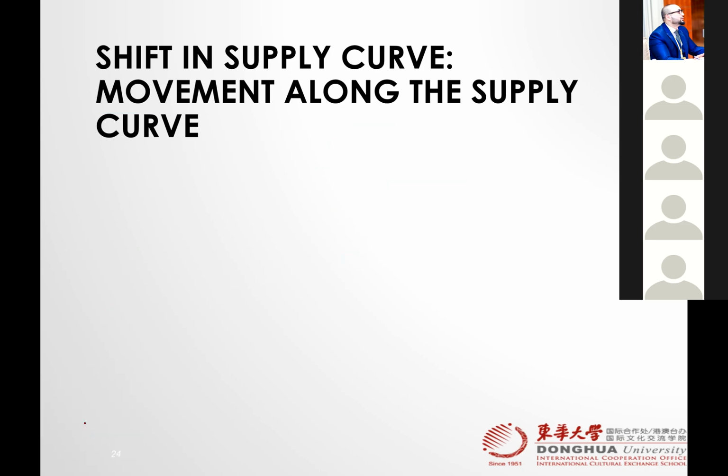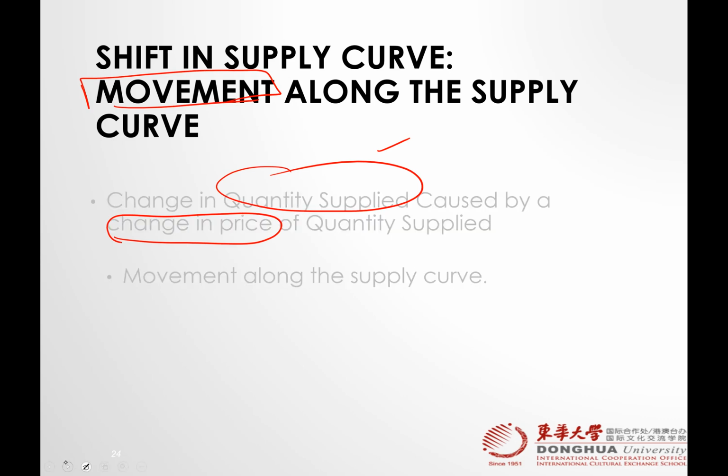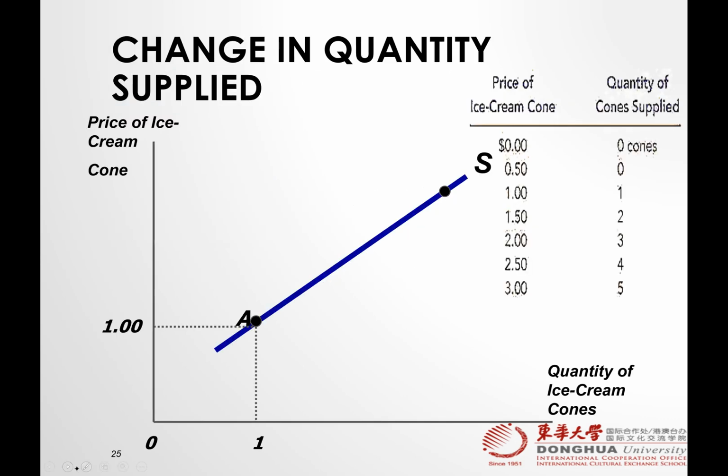So let's talk about this. Change in quantity supplied caused by a change in price, which means if the reason is just price, if price changes and it causes a change in quantity supplied, we call this a movement, right? So the easy way to remember this: if a change in quantity supplied is because of price, then we see a movement. Movement means we don't have to make a new curve. It means only position is changed.